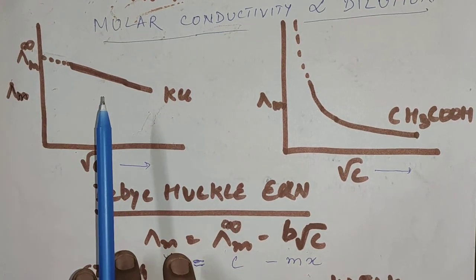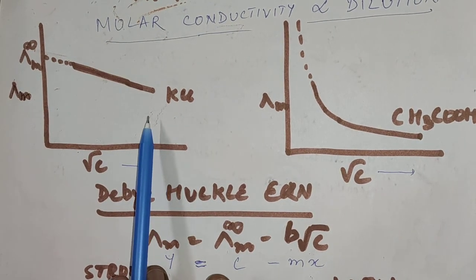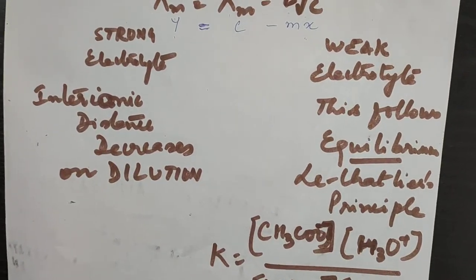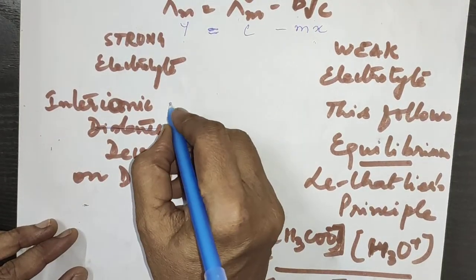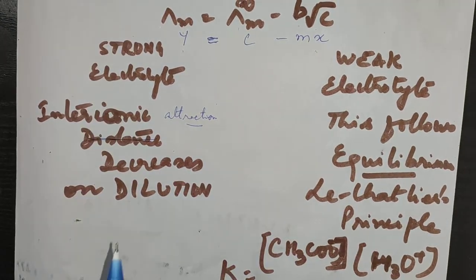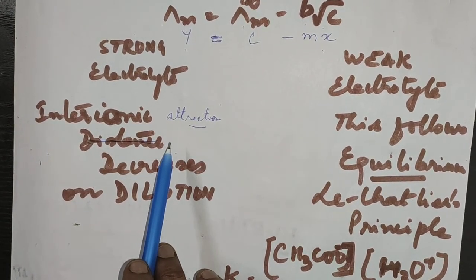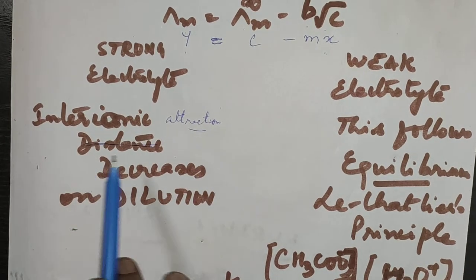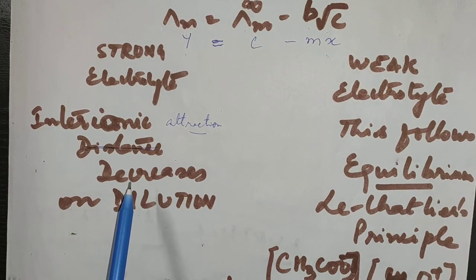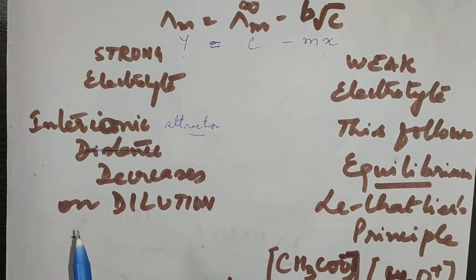So why does this happen? Because KCl is a highly ionic bond, and once you add water, the inter-ionic attraction decreases. Not distance, the inter-ionic attraction decreases when you add water, because with a plus ion and a minus ion, that ionic attraction is very strong. Water is a polar solvent, so it makes them move apart and makes the ions more mobile, so conductivity increases. So inter-ionic attraction decreases on dilution, and conductivity increases.